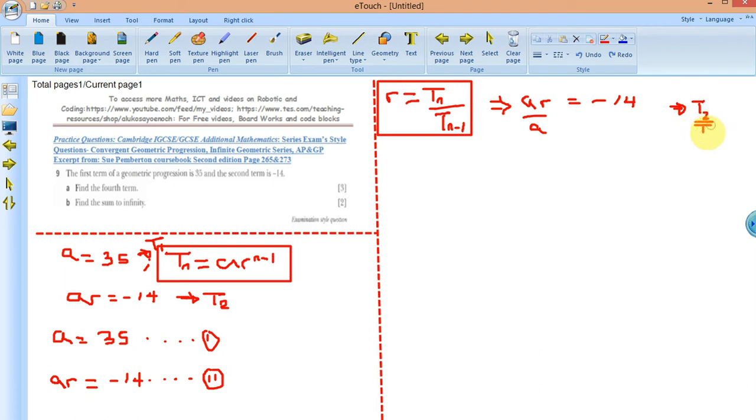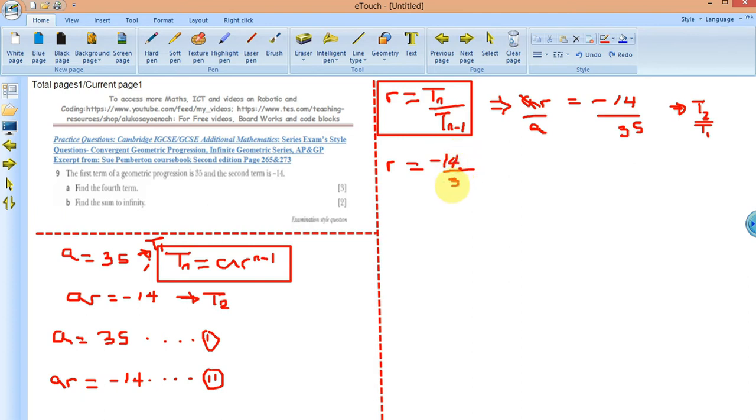So this one also equals, A equals 35. What do we have there now? If you just take away this, you now see that the common ratio is minus 14 over 35, minus 14 divided by 35. So you can keep that.